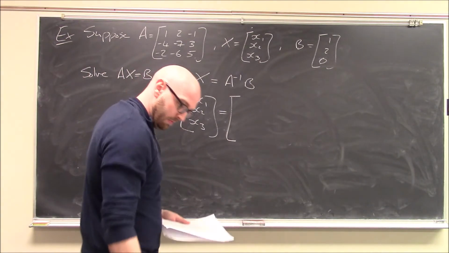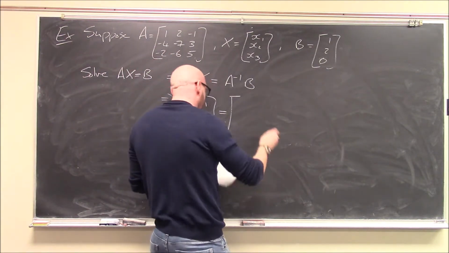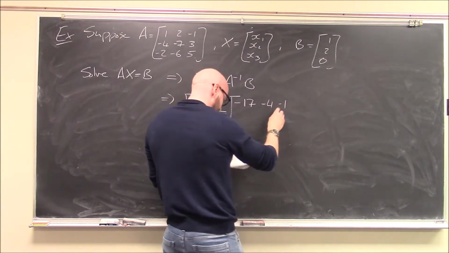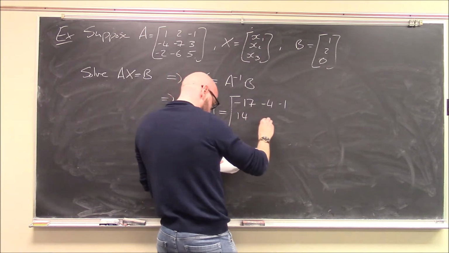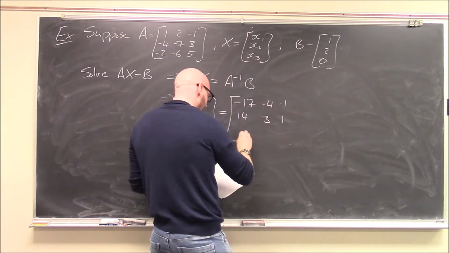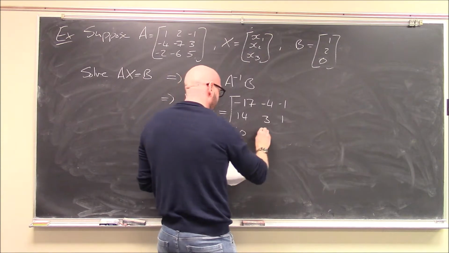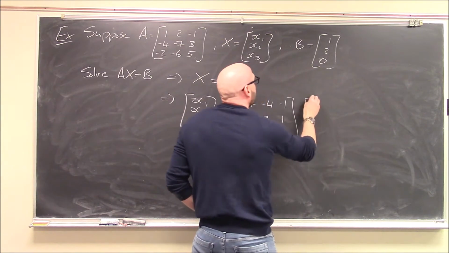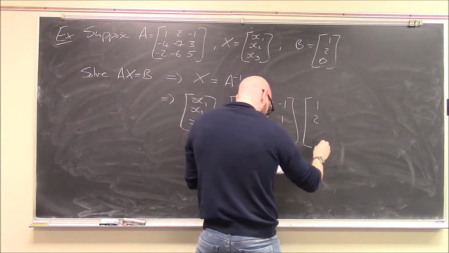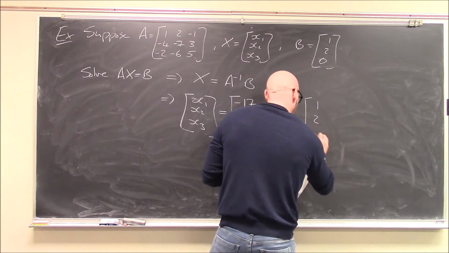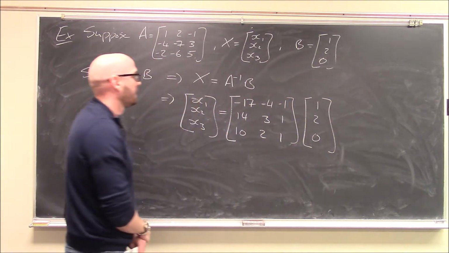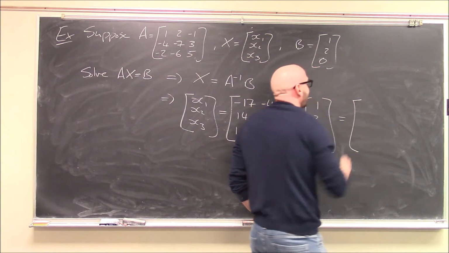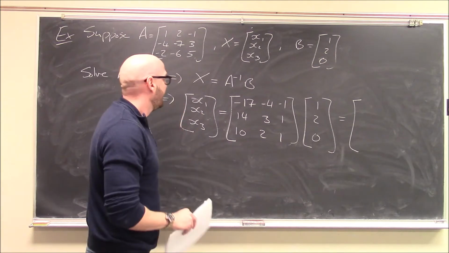And we found that the inverse of A last section was, for this guy, minus 17, minus 4, minus 1, 14, 3, 1, and 10, 2, 1. Okay, and we're going to multiply that by B, so 1, 2, 0. And now we just have to carry out this multiplication. This is all there is to it. So now I just have to multiply A inverse by B, and what do we get?